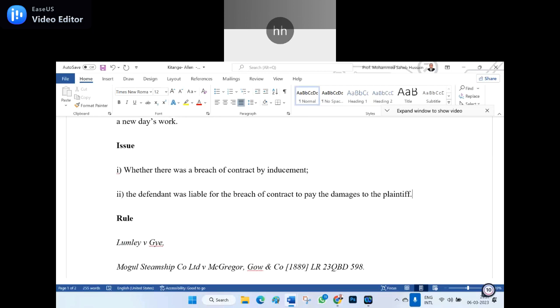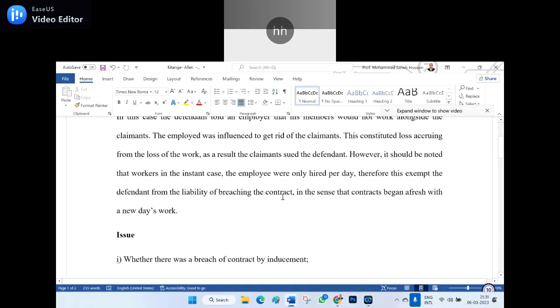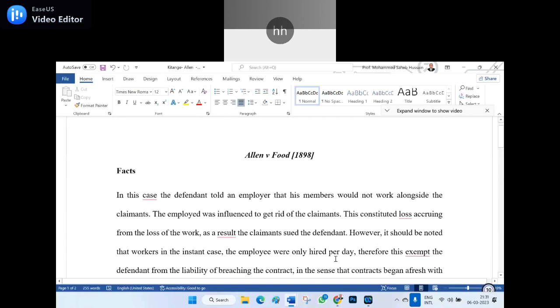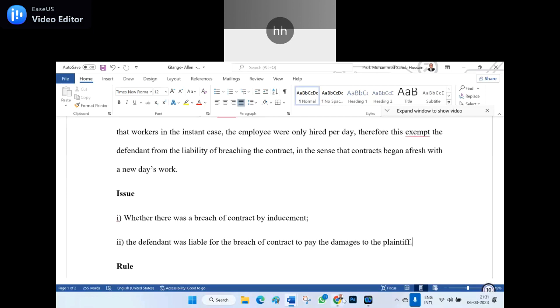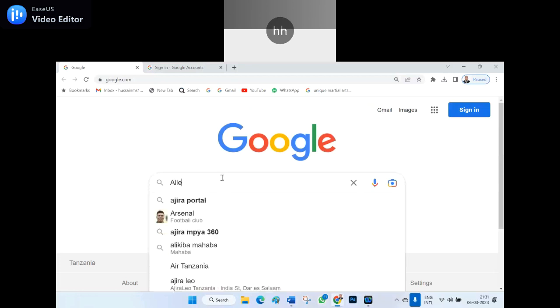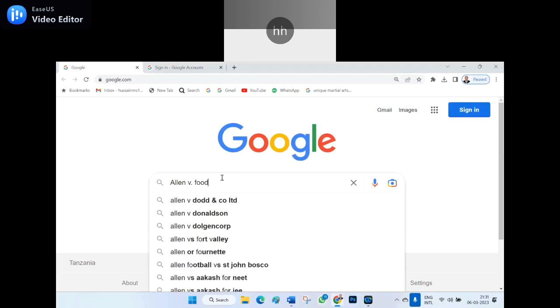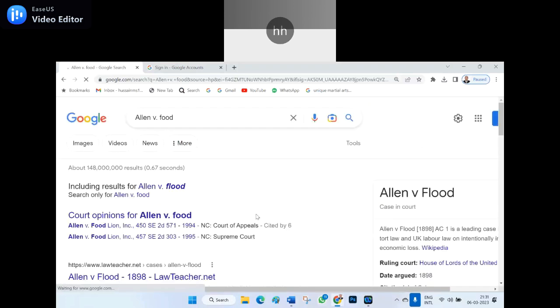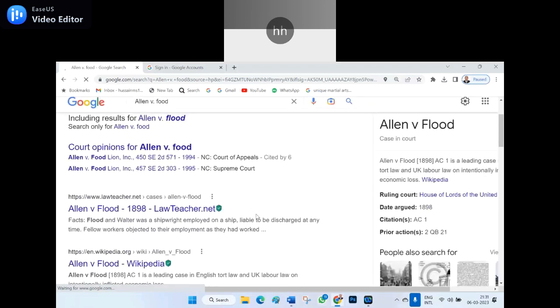Is there another point for your plea? So the rule is, and I don't know whether you have seen the original case law, that is Allen versus Flood. Allen versus Food or Flood? Let me see whether you are right or I am right. No, it is not Food. It is Flood.